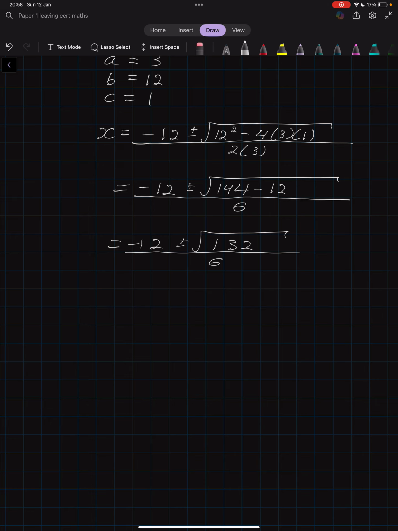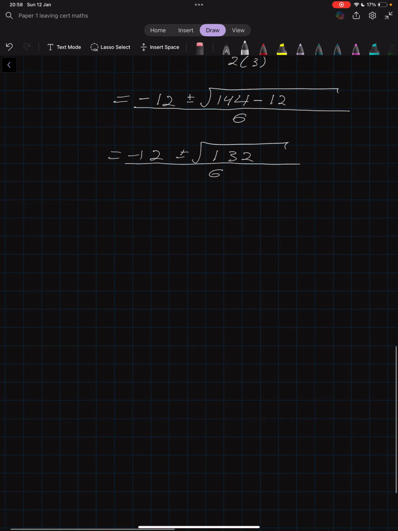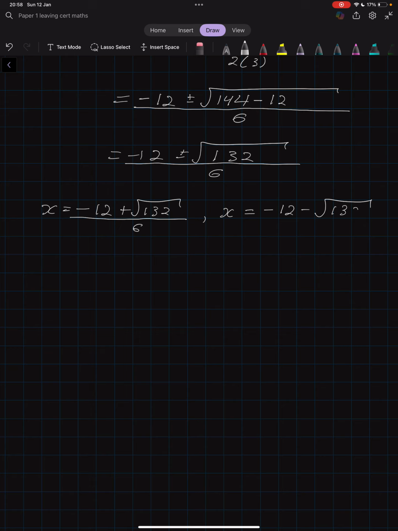So what you do is you say, okay, that means x is equal to minus 12 plus the square root of 132 over 6, or x can equal minus 12 minus the square root of 132 all over 6. And then you just plug these into your calculator. So you plug them into your calculator and you get a certain number.